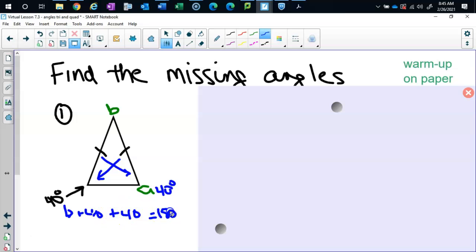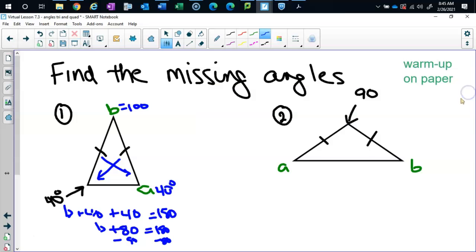equals 180. 40 plus 40 is 80, so B plus 80 equals 180. Subtract 80 from both sides, and we get B is 100 degrees. Again, this is not drawn to scale. That is clearly not a 100-degree angle, but we found it to be 100, so that's what it is. Okay, number 2, find angle A and angle B. Go.